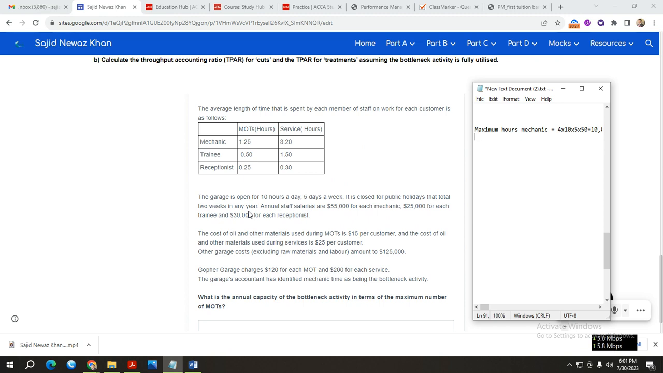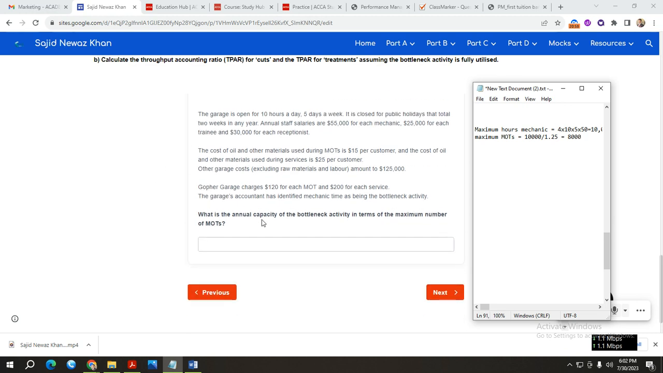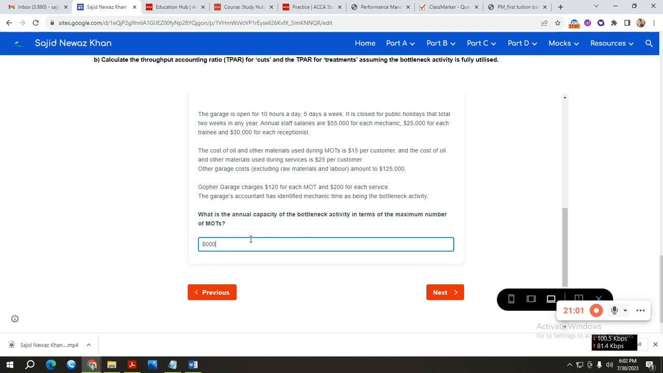So what is the maximum number of MOTs possible? Total 10,000 hours, and for each MOT, you can see here the mechanic is going to need 1.25 hours. So the maximum MOTs that we can make is 10,000 divided by 1.25. The maximum MOTs we can make in a year is 8,000.